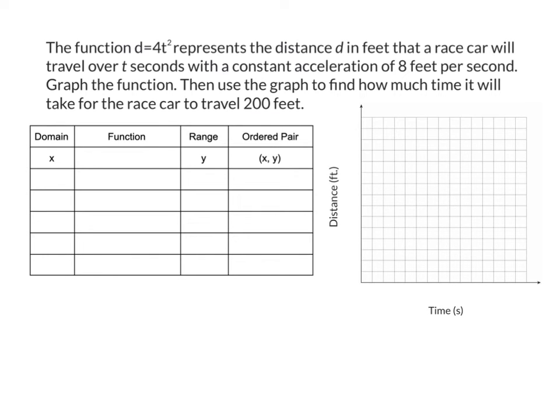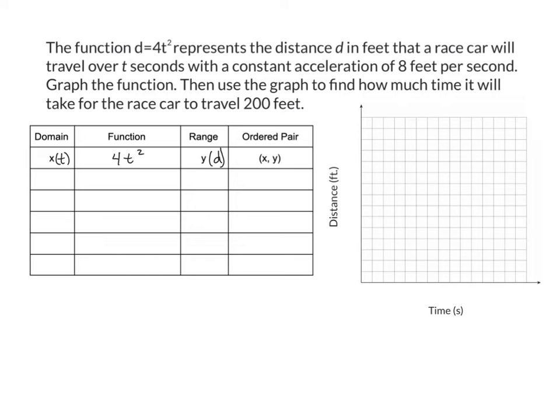The function d equals 4t squared represents the distance d in feet that a race car will travel over t seconds with a constant acceleration of 8 feet per second. Graph the function, then use the graph to find out how much time it will take for the race car to travel 200 feet. So the domain, instead of x, we can just call t, and instead of y it is d. The function is 4t squared.